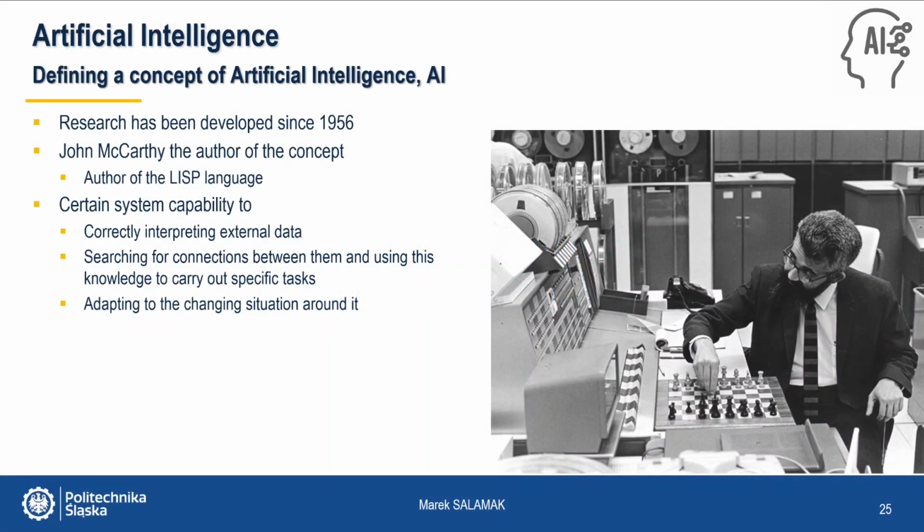Research on artificial intelligence has been in development since 1956, when the term artificial intelligence was first used. It was proposed by the American computer scientist John McCarthy, who is the creator of, among others, the Lisp language. This language may be familiar to older AutoCAD users. Artificial intelligence was then defined as a system's ability to correctly interpret external data, search for connections between them, and use this knowledge to carry out specific tasks while adapting to the changing situation around it.